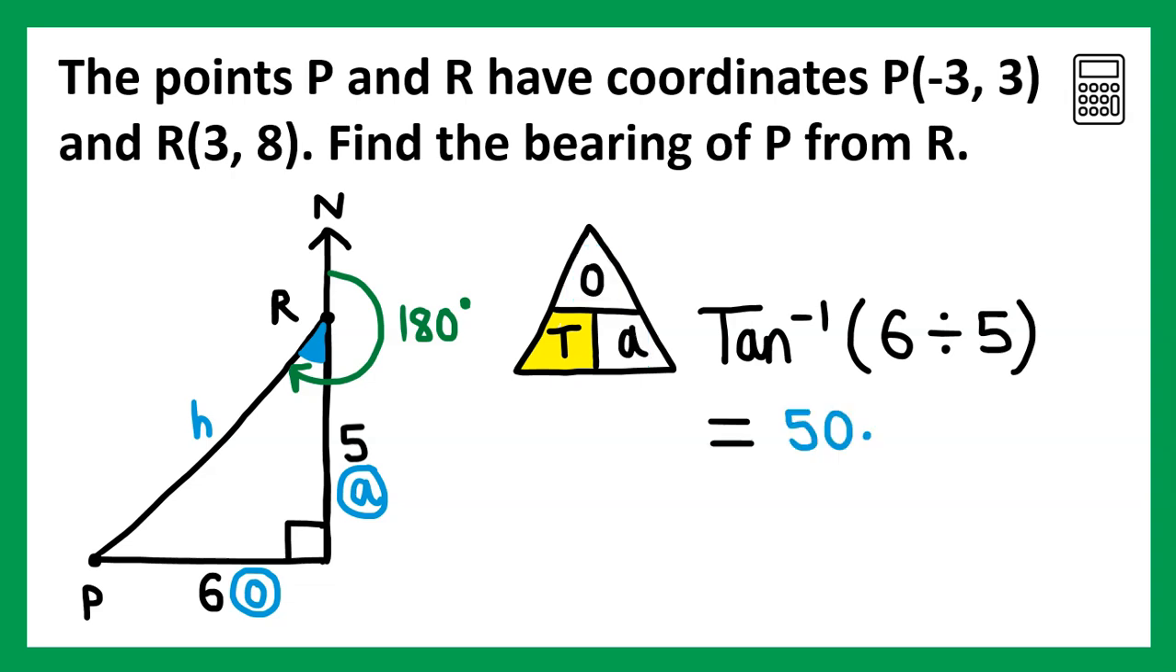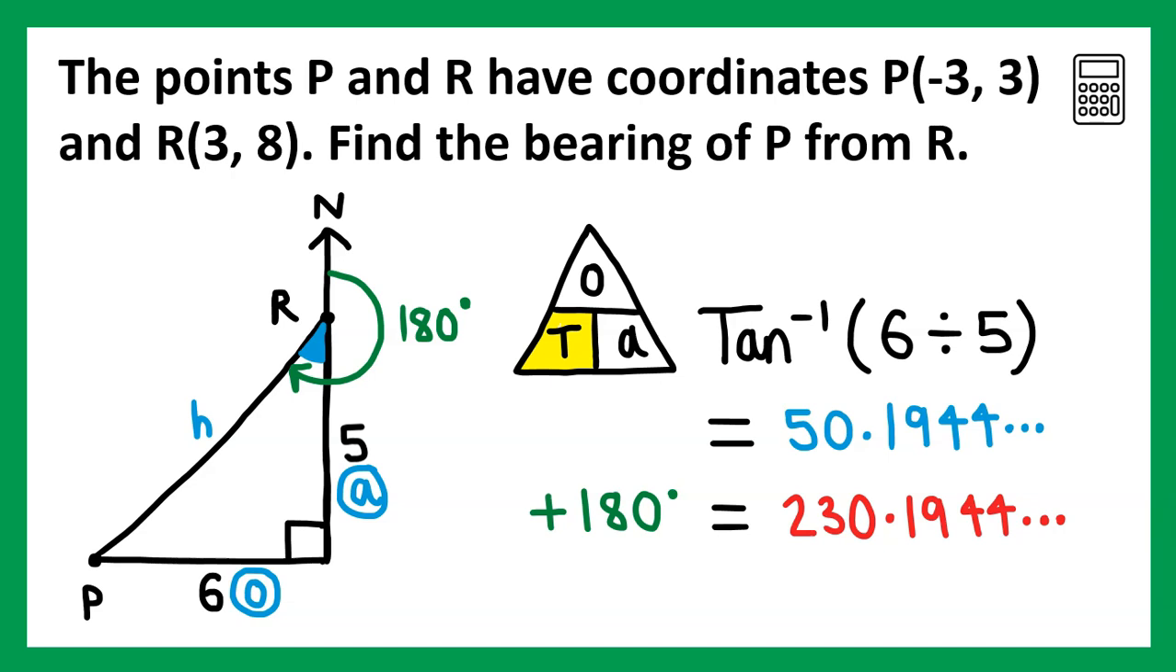This gives me an angle of 50.1944, adding on the 180 degrees to finish with a total bearing of P from R of 230.1944. They've not given me a value to round here, so I will just round to the nearest degree, which would be 230 degrees. The last rule of bearings is that all bearings must be given as 3 figures.